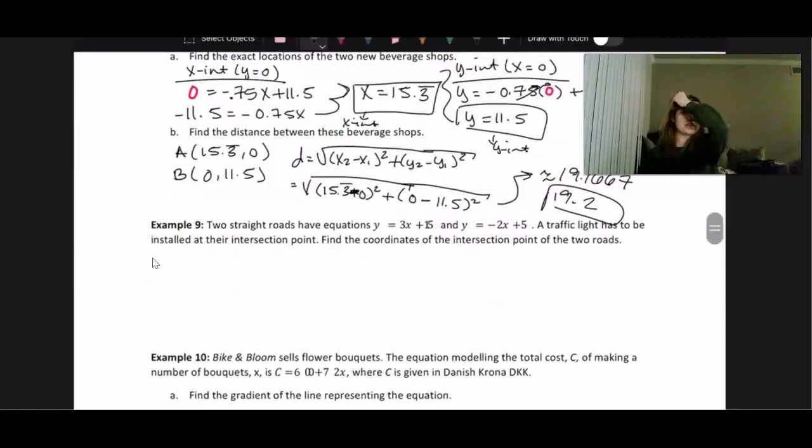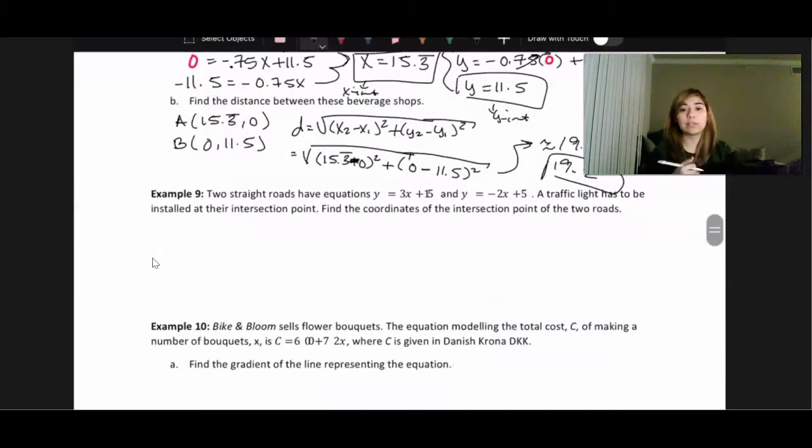Example 9. Two straight roads have equations y equals 3x plus 15 and y equals negative 2x plus 5. A traffic light has to be installed at the intersection of the two roads. Find the coordinates of the intersection of the two roads. So to find the intersection of lines, we know intersections are the point at which two lines meet. When you think about roads, intersections are usually where two roads meet, kind of the middle part. So for these two lines to meet, they're going to have an equal point. If they share a point, then that's their intersection.